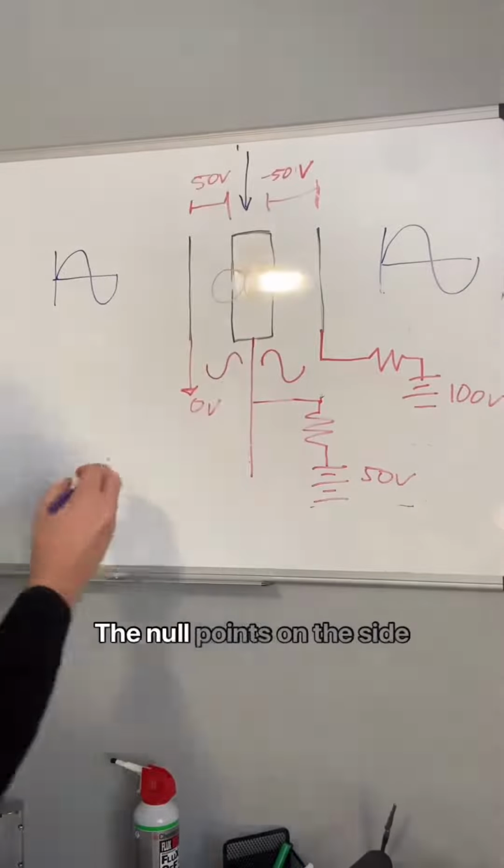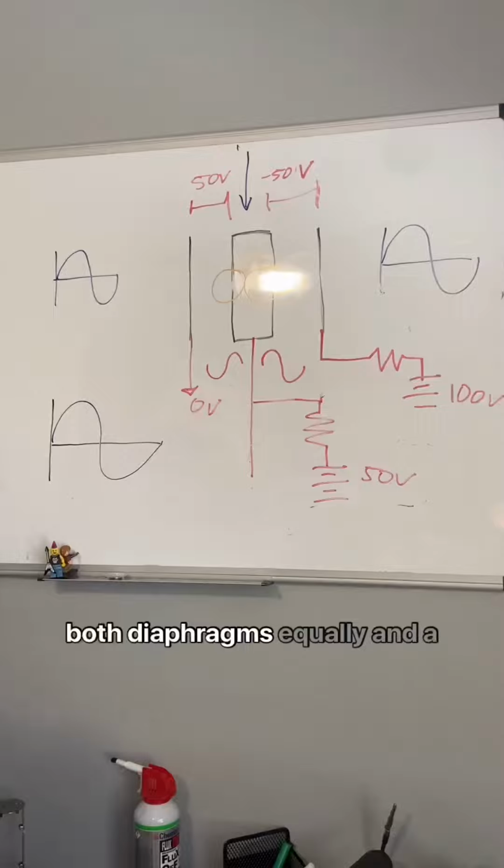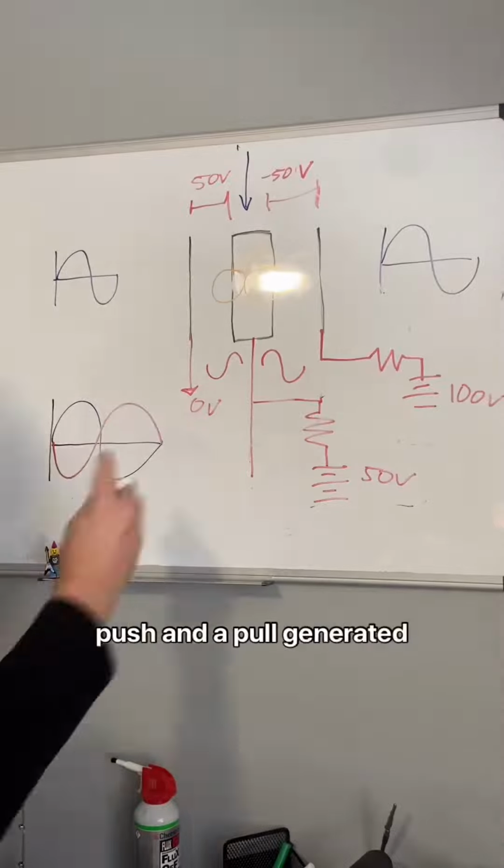The null points on the side of the pattern are generated because the sound is hitting both diaphragms equally, and a push and a pull generated equally equals 0.